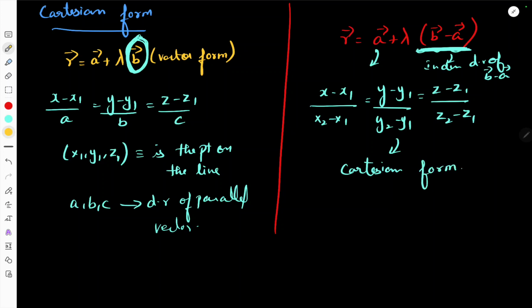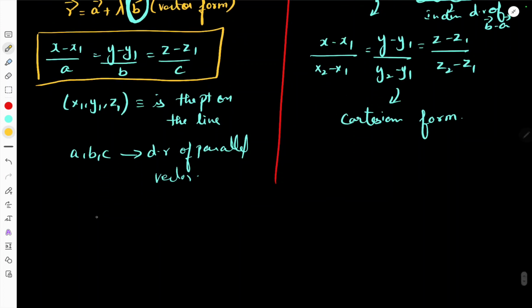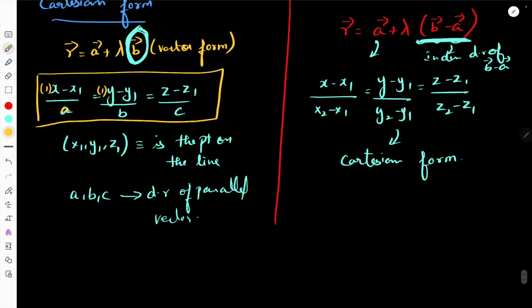Now if in the question they have given one Cartesian form like this, and we have to find the point on the line and the parallel vector to the line, here if we see, the coefficient of x in x minus x1, which is in the numerator, should be 1. No need to take the denominator part. Here it should be 1. Here also the coefficient of y should be 1 in the numerator, and the coefficient of z should be 1. Then only we can take the values of x1, y1, z1, a, b, c. 6 values we have to take.